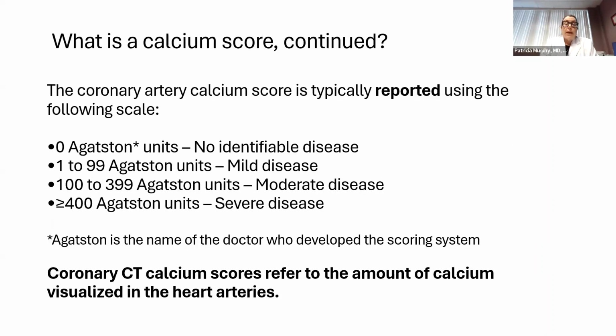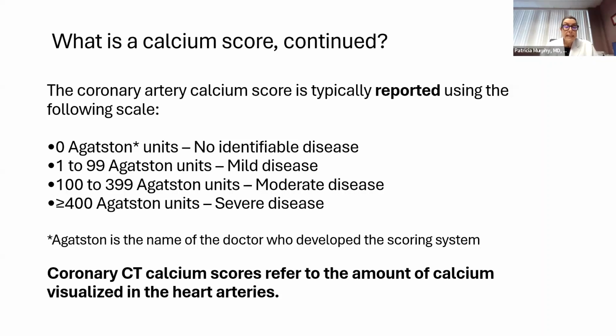The calcium score is typically reported using the scale here, and these are numbers to try and remember, and again they'll be in the recording. But a score of 0 is good news. There are different reporting scales, but the Agatston scale is typically the one that we see most. Agatston is the name of the doctor who developed the scoring system, just as a fun fact. If you have a score of 0, that means you have no identifiable disease. There's no calcium in your heart arteries that they can see.